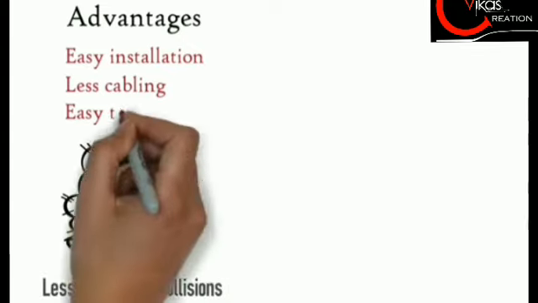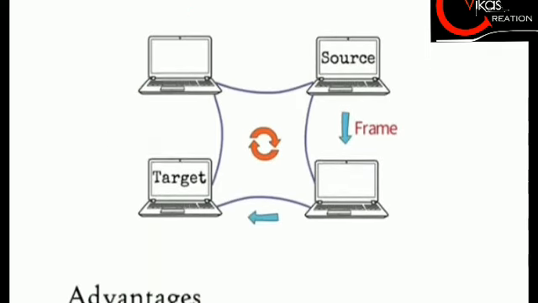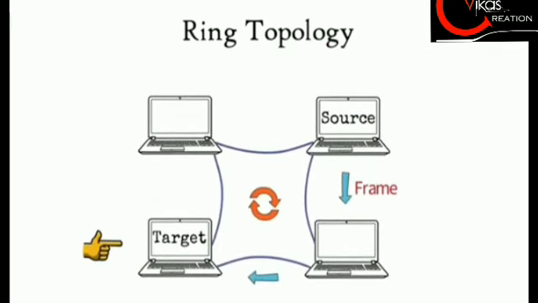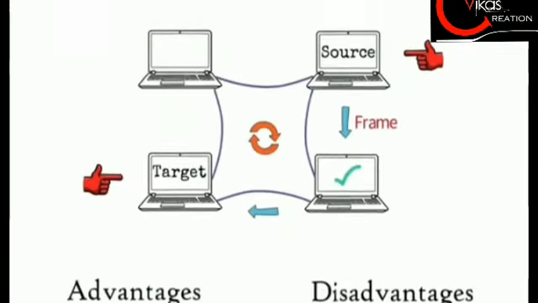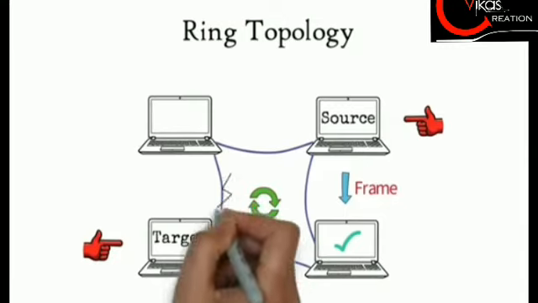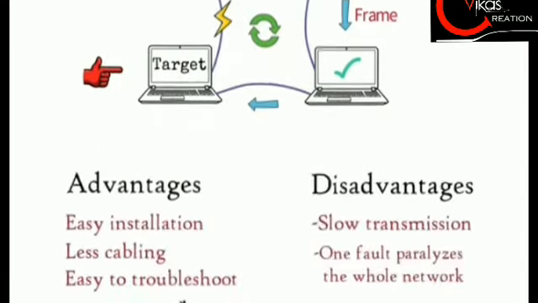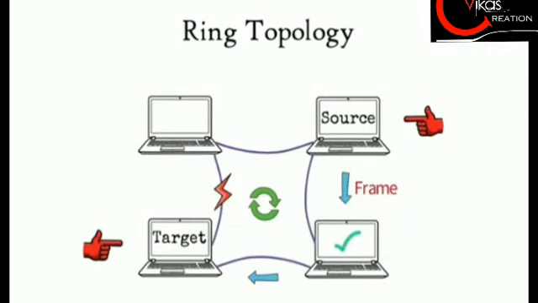The ring topology is relatively easy to troubleshoot because we only need to locate a computer which stops receiving data from its upstream neighbor. However, as each data frame has to pass all computers between the source and destination, it makes data transmission slower than the star topology. Since all computers connect to form a closed loop, one fault paralyzes the whole network. It is difficult to reconfigure because we need to break the ring to add or remove computers. Due to this reason, the physical ring topology is rarely used.